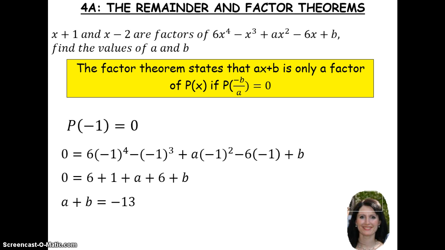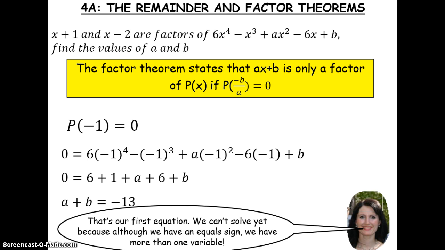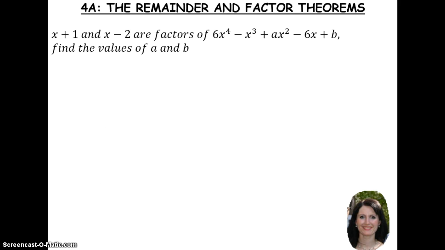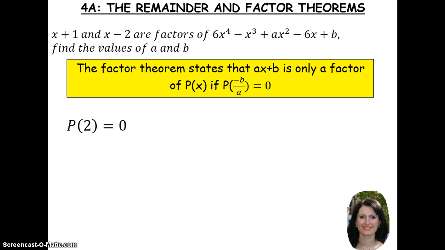So we've got one piece of information. We've got an equal sign, but we have two variables, so we can't solve yet. Let's have a look at x minus 2. That would mean that p of 2 would have to equal 0. So when we substitute 2 into x in our equation, it must mean that we get 0.